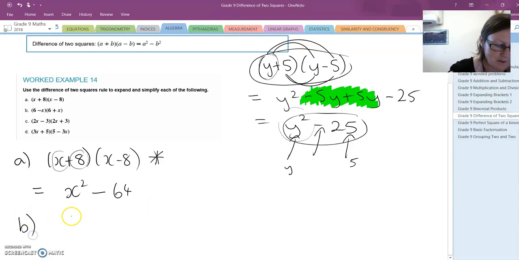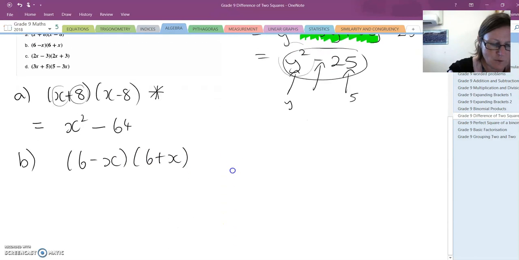Let's look at our next example. What's in the brackets again is exactly the same except for the sign. So we end up with two terms with a difference in the middle. The first term, we square the 6. The second term, we square the x. Example C.